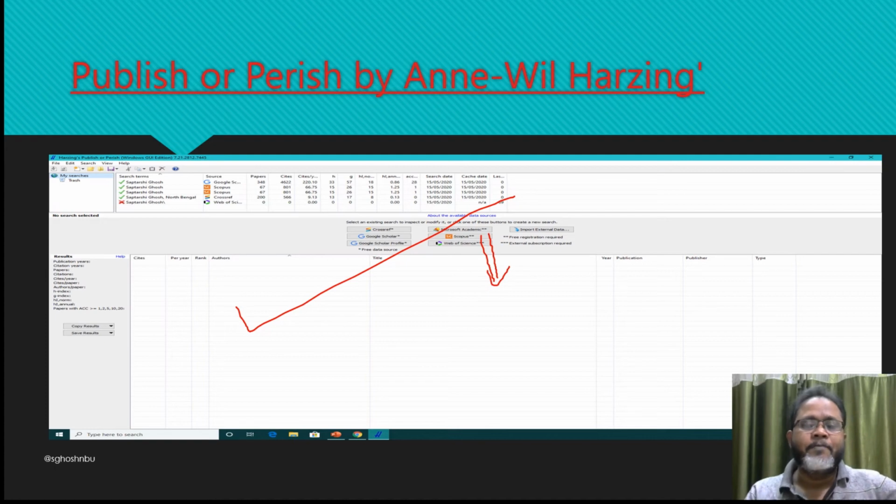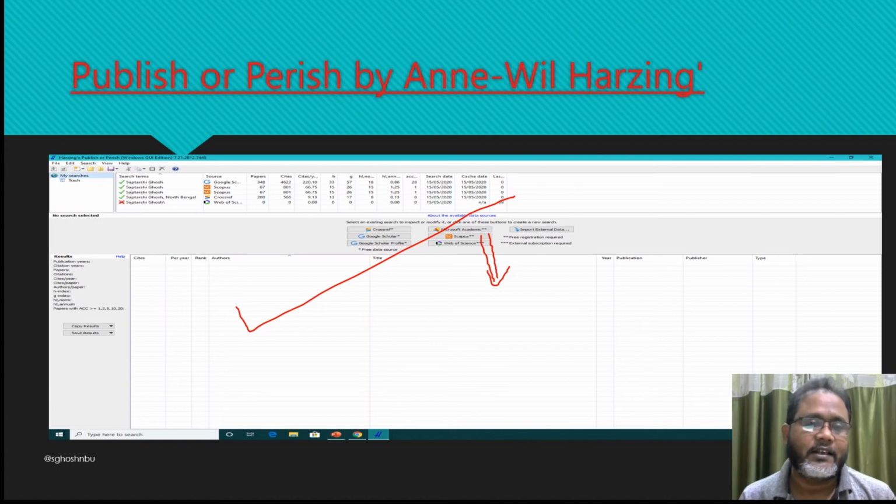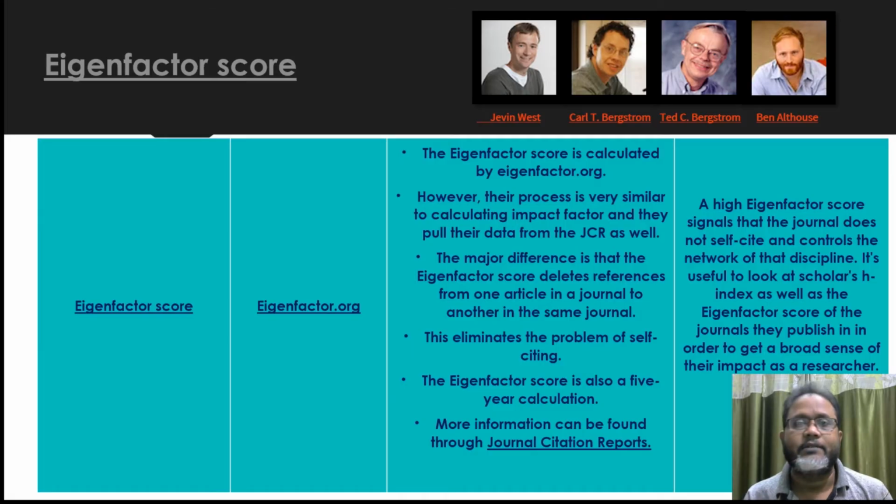So this is the most advanced version of this software, Publish or Perish by Anne-Wil Harzing, and you can fetch the data just by writing the author's name and searching the database, and you can even collect the cite score, the H index, G index, all types of indexing you can get.